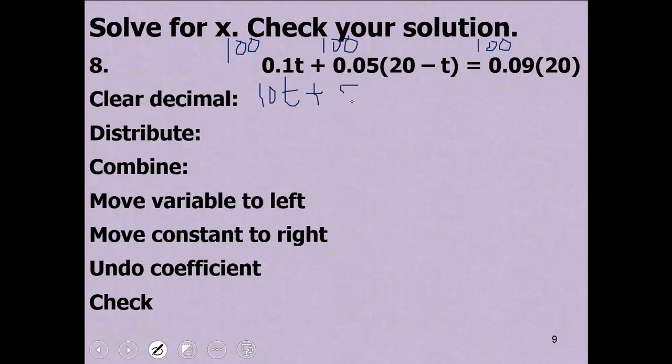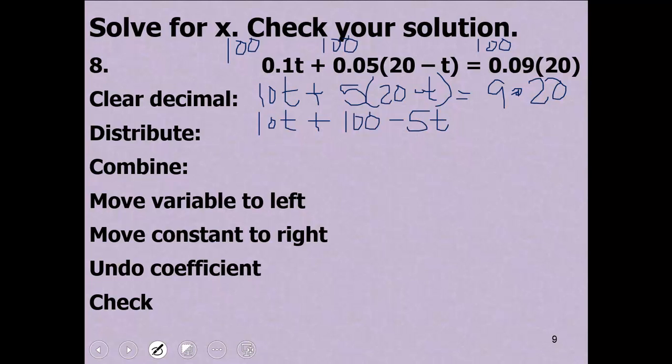0.05 times 100 gives me 5. But I still have this grouping symbol. And then 100 times 0.09 gives me 9 times 20. Right? Now I'm going to distribute. So I have 10t plus 100 minus 5t equals 180. I'm going to combine. I have different signs, so I take their difference.